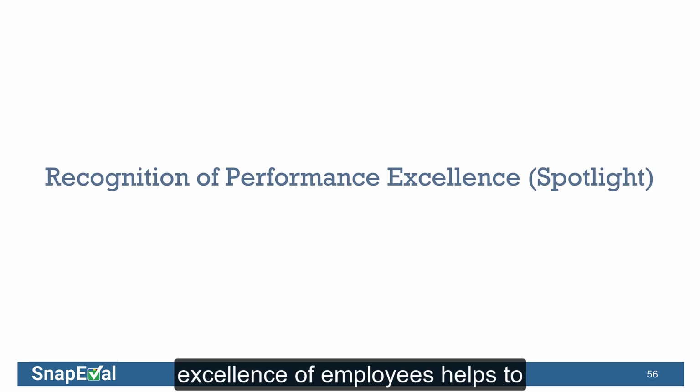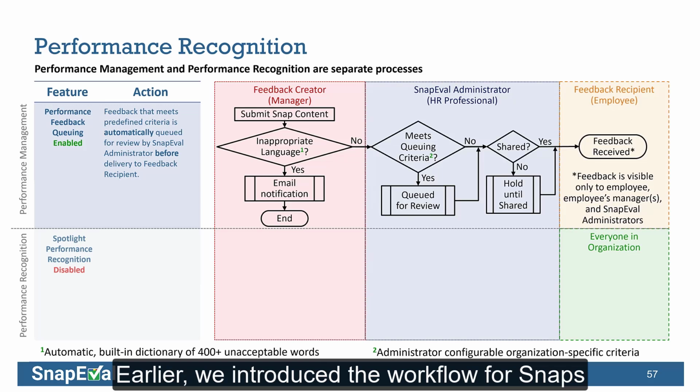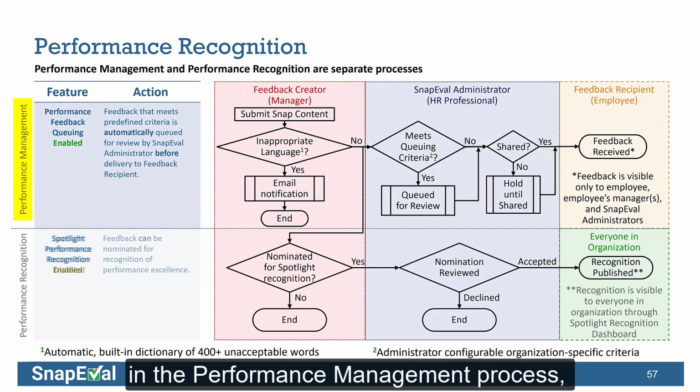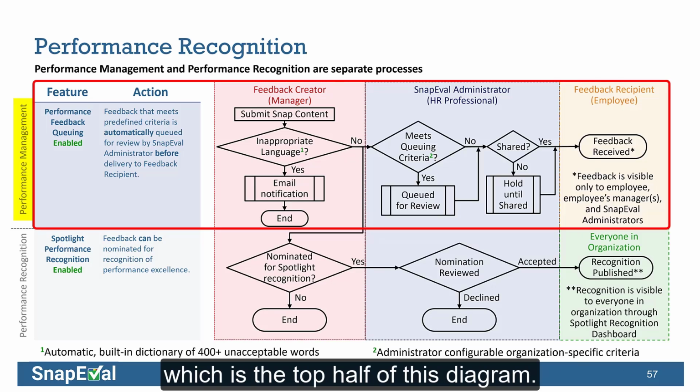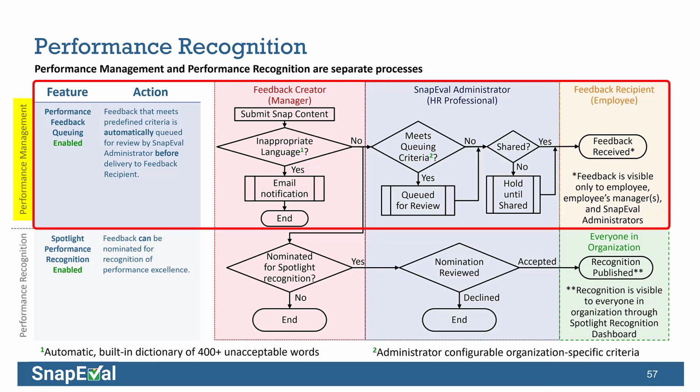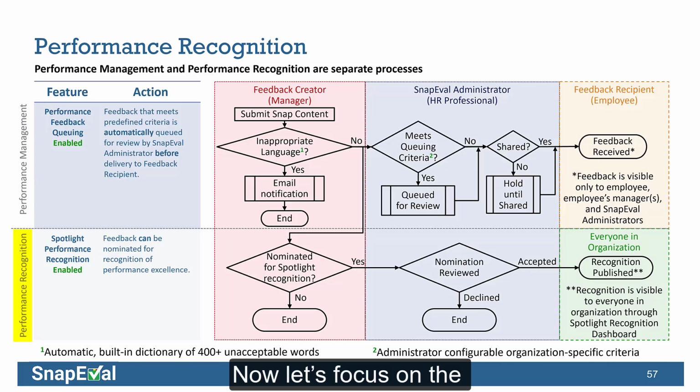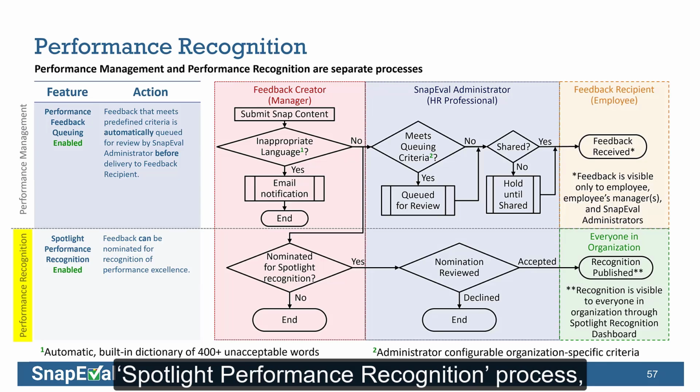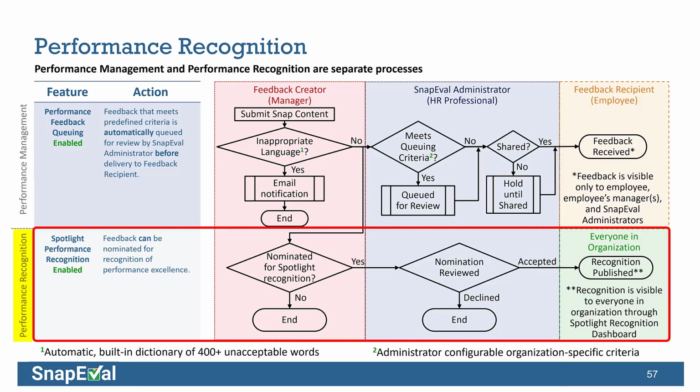Recognizing the performance excellence of employees helps to increase their engagement with the organization and their job. Earlier, we introduced the workflow for snaps in the performance management process, which is the top half of this diagram. Now, let's focus on the Spotlight performance recognition process, which is the bottom half of this diagram.